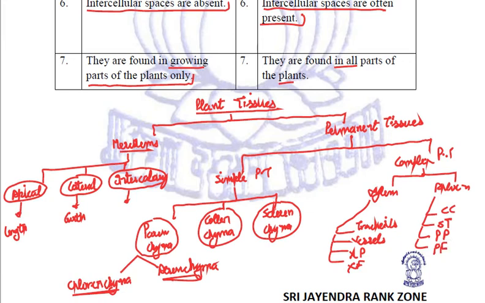In xylem, tracheids and vessels are the main conducting tissue, and in phloem, companion cells and sieve tubes are the main conducting tissues. We also saw the differences between xylem and phloem. This is a flow chart with the help of which you can remember, you can learn and relate what all plant tissues are all about.